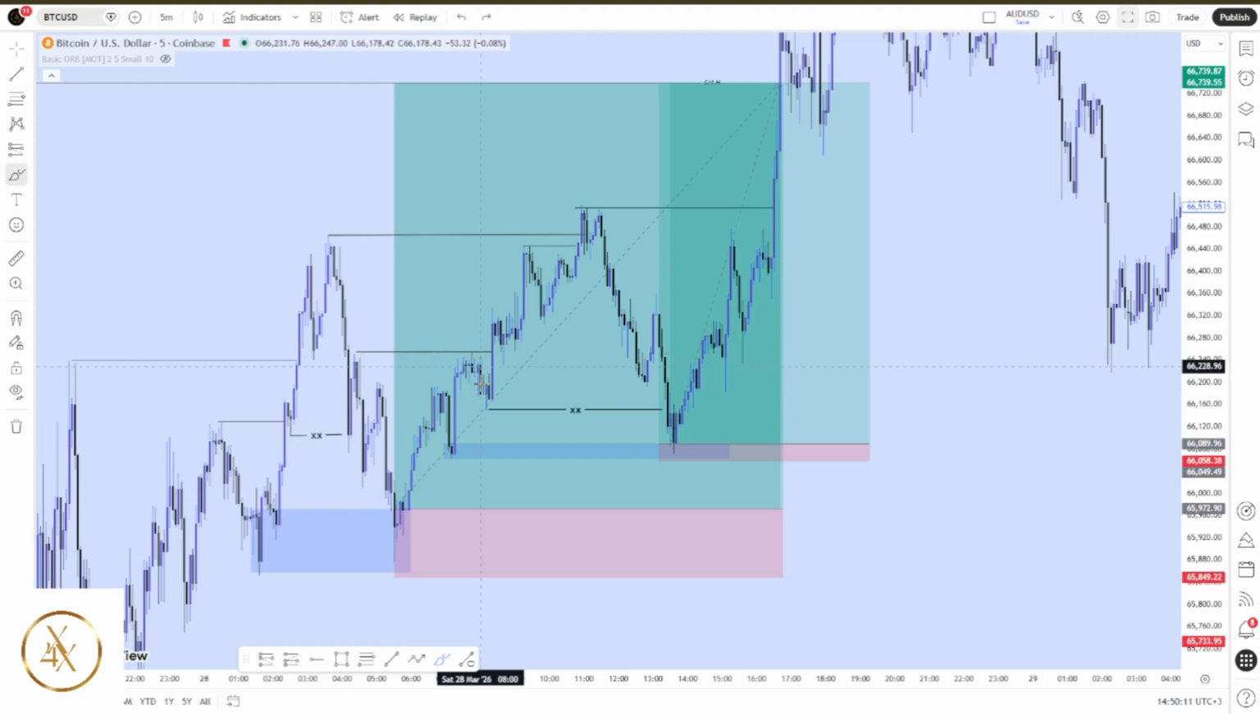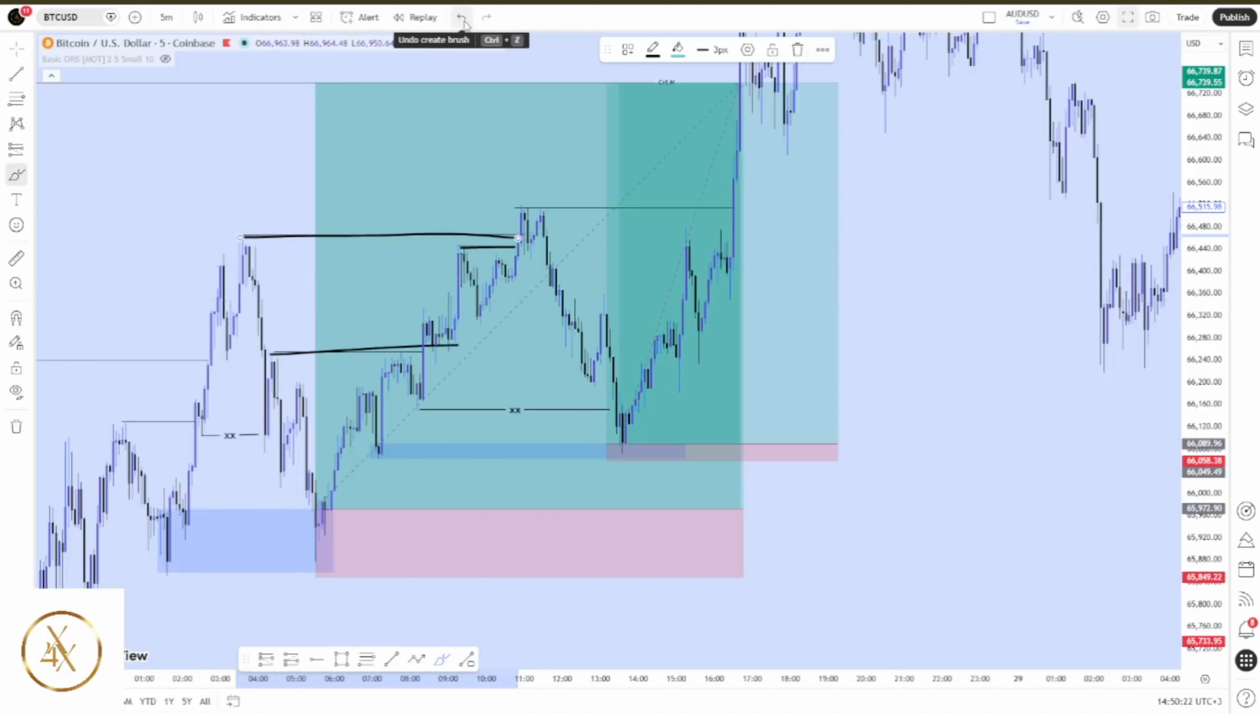Once an inducement is created and price breaks multiple levels, this was one level, this was another one, and this was another one, this should give you enough confirmation that price is still going up, but it needs to get inducement liquidity that will be taken out, swept to trigger in. And you can see how precise this was.